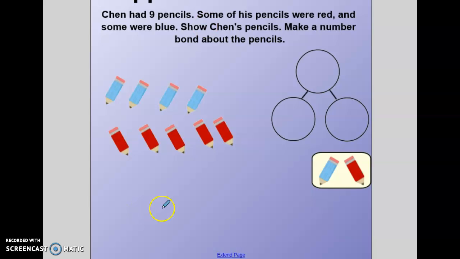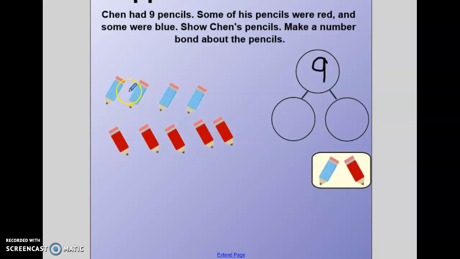All right, so let's start with our number bond. We are getting really good at number bonds here. So 9. Is that my whole or a part? It is my whole. Very good. And then I have 2 parts. Can you fill in the 2 parts and then we'll talk about it? All right, so my 2 parts are the blue pencils and the red pencils.